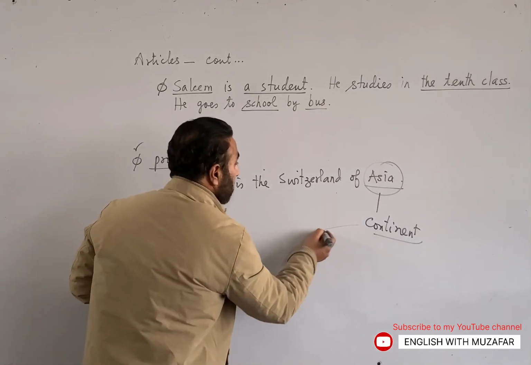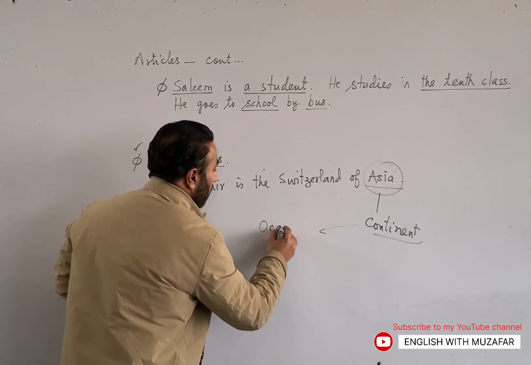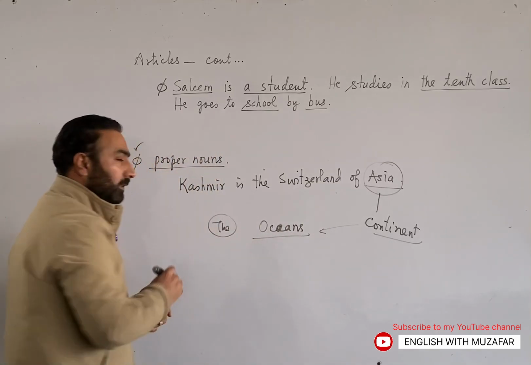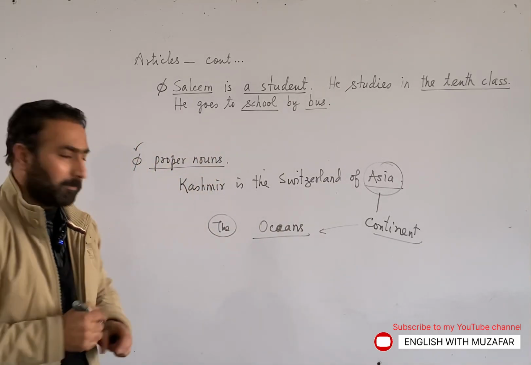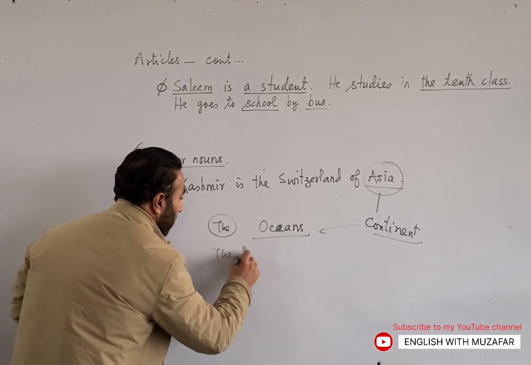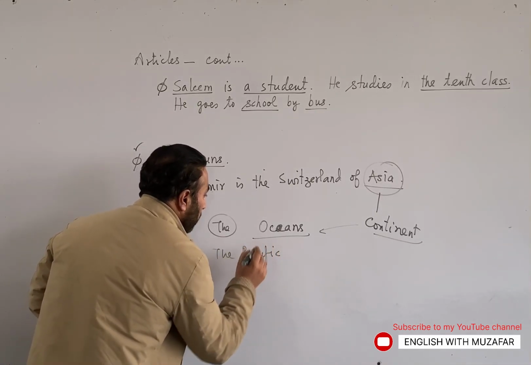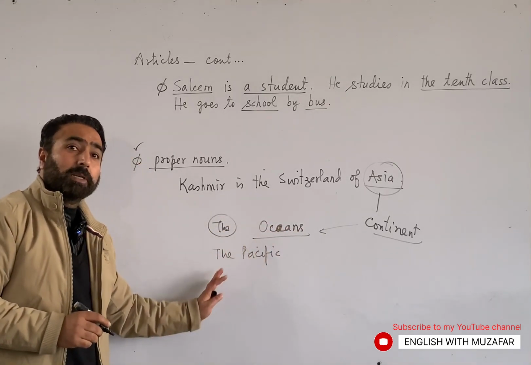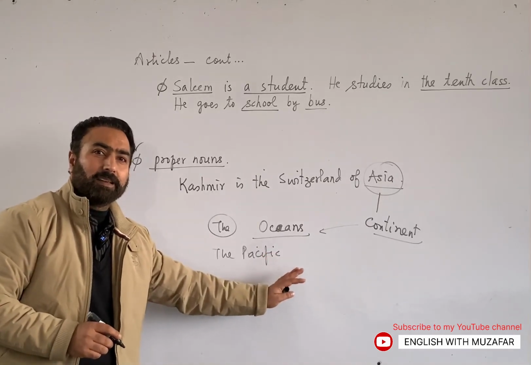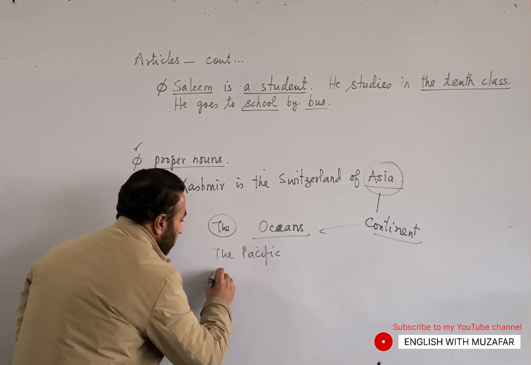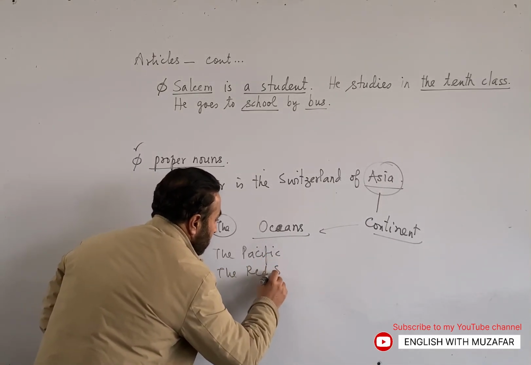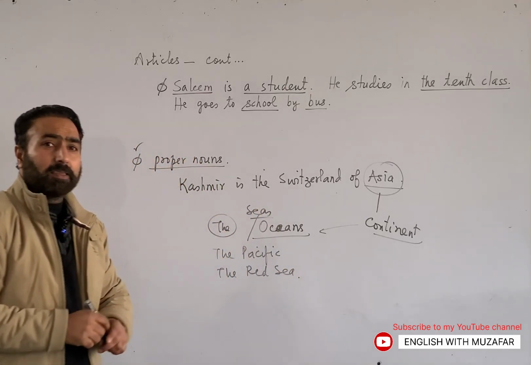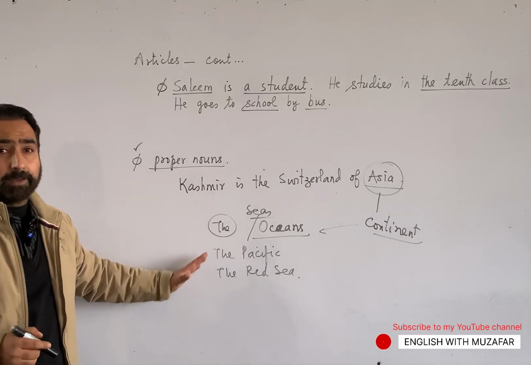Against this, you have oceans. When you talk about oceans, we always use the article the. I say the Pacific, the Pacific Ocean. I don't have to use the word ocean, it's not necessary. I can say the Pacific Ocean, the Mediterranean, the Red Sea, the Dead Sea. See, the Red Sea, seas. That means oceans and seas, they carry that article the with them.